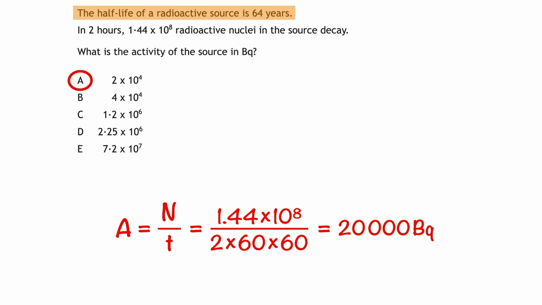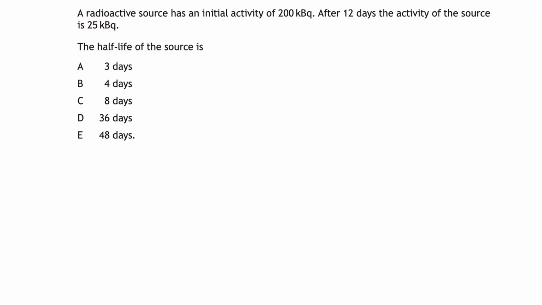Next up, an actual half-life question. A radioactive source has an initial activity of 200 kilobecquerels. After 12 days, the activity of the source is 25 kilobecquerels. The half-life of the source is... Now here it helps to know that one of the definitions of half-life is the time taken for the activity of the source to halve. It's certainly halved a few times as it decreases from 200 kilobecquerels to 25 kilobecquerels, but how many exactly?